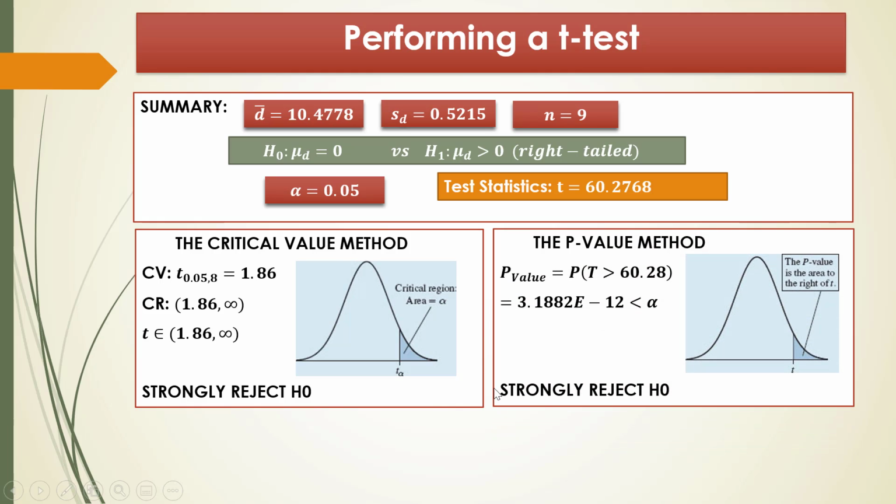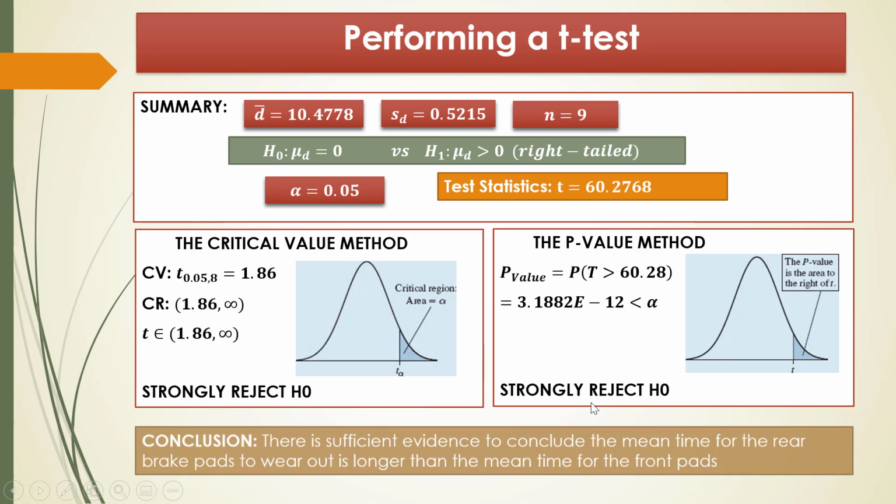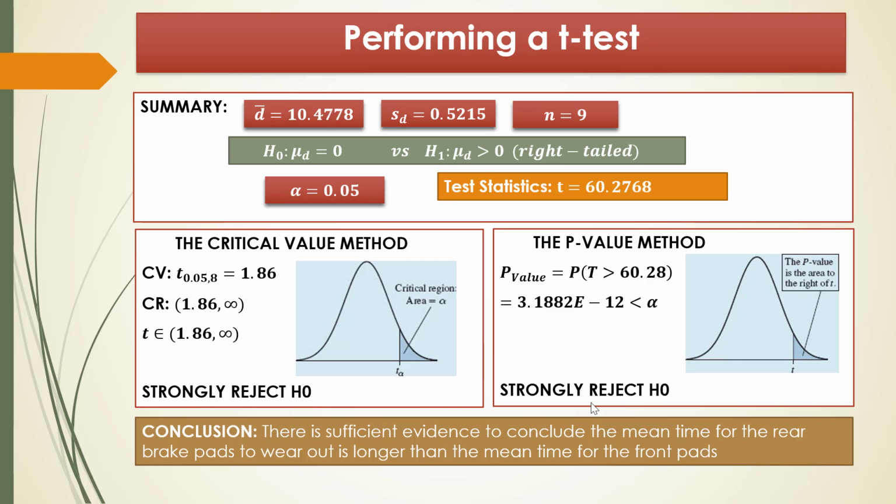And similarly, for the p-value method, the p-value here is the area to the right of the test statistic because it's right-tailed, and it should be 3.188 times 10 to the negative 12 in scientific notation. This number is super small, it's less than alpha, so we strongly reject the null hypothesis. And our conclusion is there is sufficient evidence to conclude the mean time for the rear brake pads to wear out is longer than the mean time for the front pads.